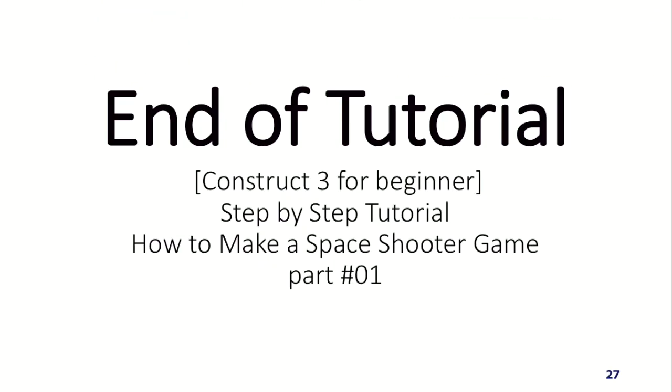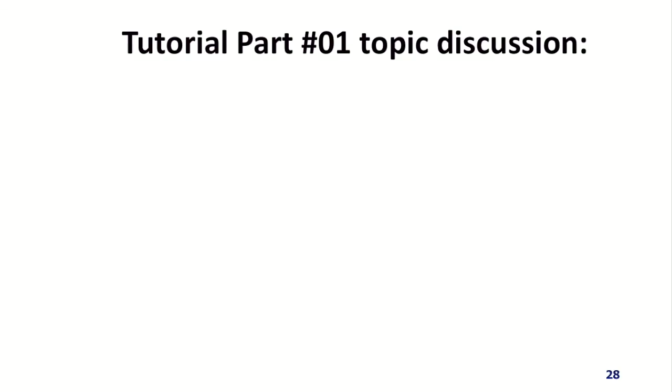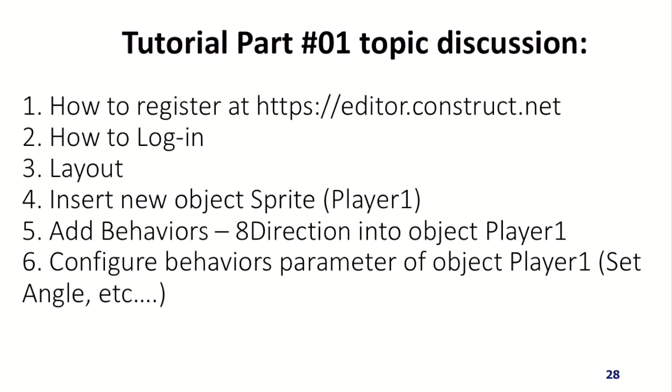This is the end of the Construct 3 step-by-step tutorial for beginners on how to make a space shooter game, part 1. In this part 1, we have already discussed first how to register at the editor website. Number 2, how to log in. Number 3, layout. Number 4, insert new object, player 1. Number 5, add behavior, 8 direction, into object player 1. And number 6, we configure the behavior parameters of object player 1.